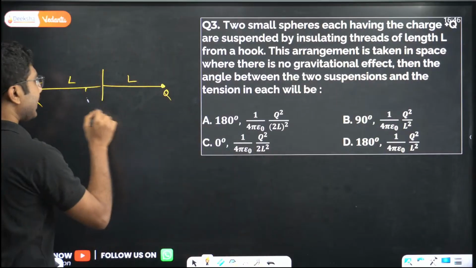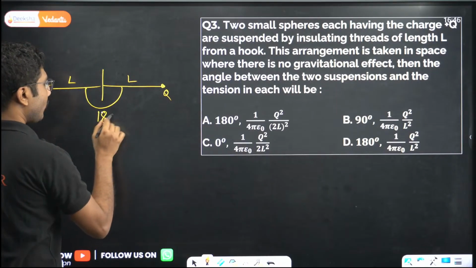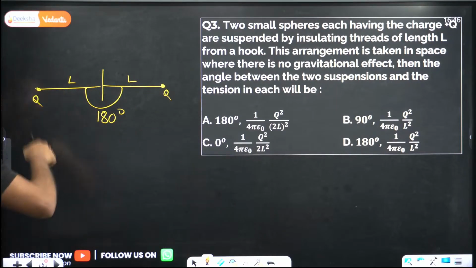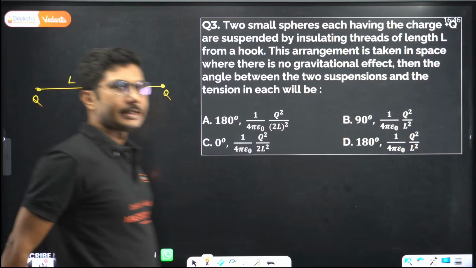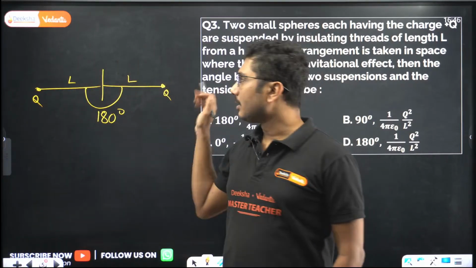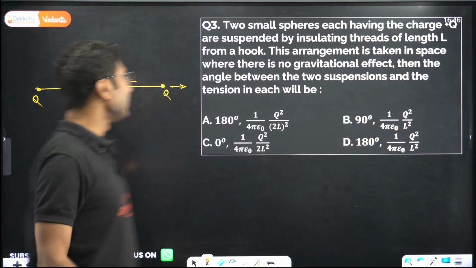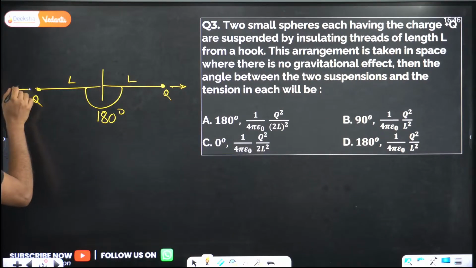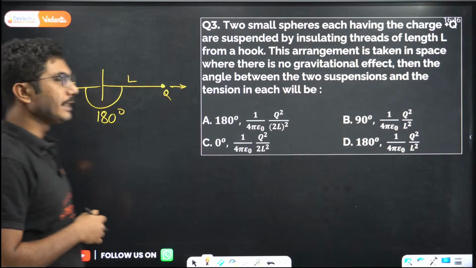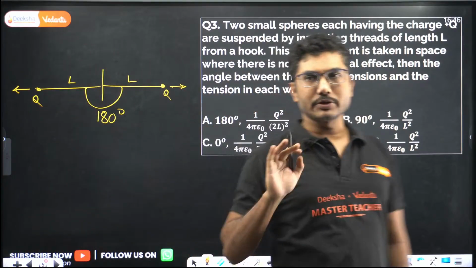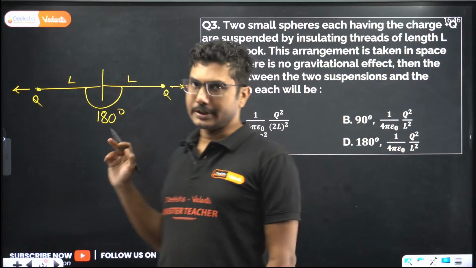When they are taken in space, obviously no force is there to balance the downward force. That means the Coulomb repulsive force will dominate and they will repel each other, and the angle between them will be 180 degrees. There is no other angle possible. That is the first thing.